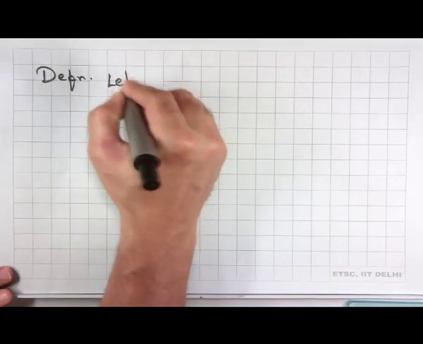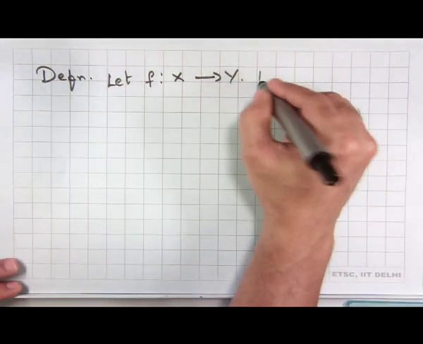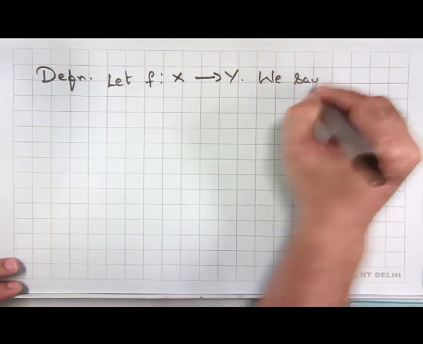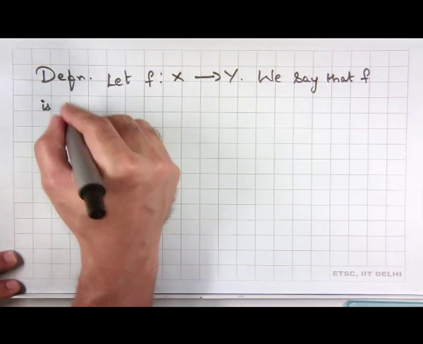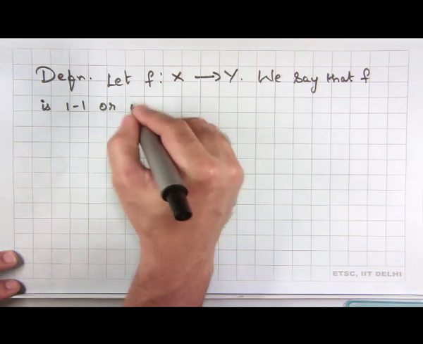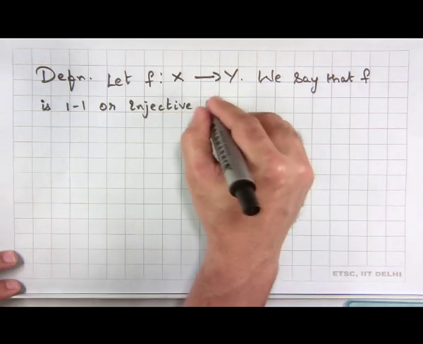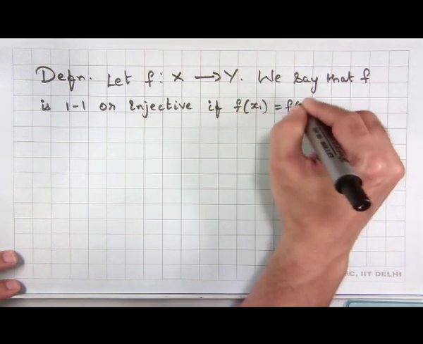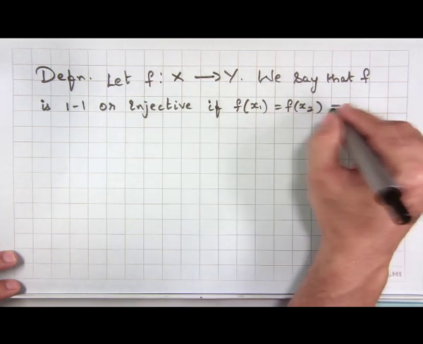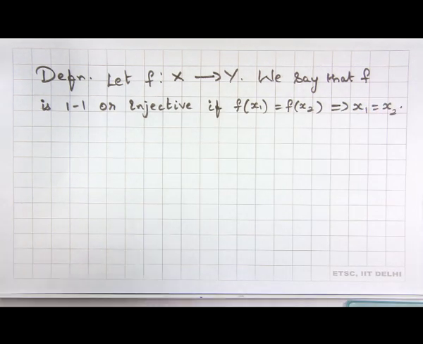So, let f from X to Y. We say that f is 1-1 or injective if f of x1 equal to f of x2 immediately implies x1 equal to x2. Then we call such a function 1-1 or injective.